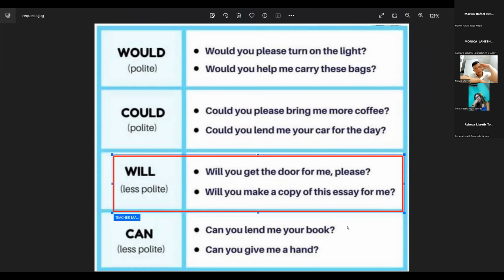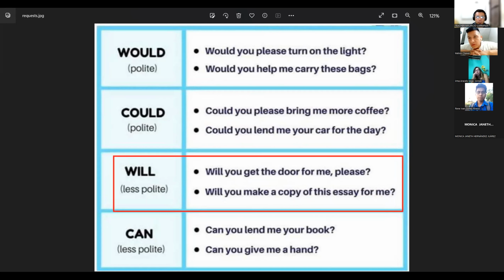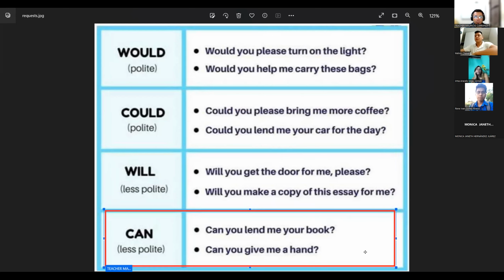Next one, Melvin. Okay, Will, less polite. Will you get the door for me, please? Will you make a copy of this essay for me? Thank you. And Monica, the last one. Okay. Can you lend me your book? And can you give me a hand? Thank you very much. Okay, everybody repeats.